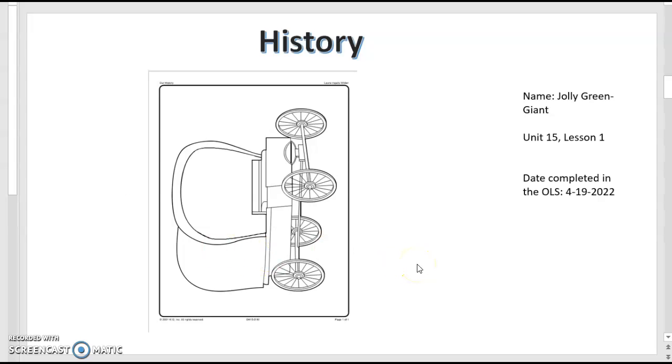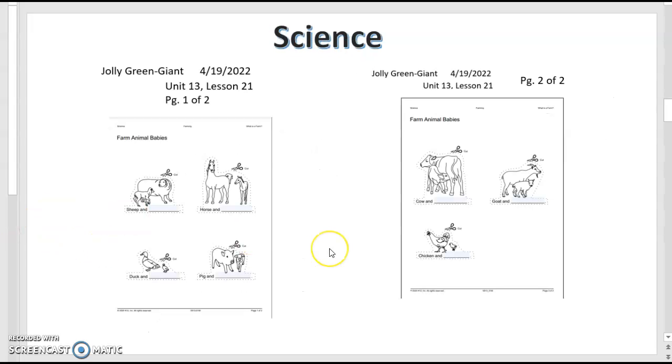For history, Unit 15, Lesson 1, again from April 19th. Just color the covered wagon. And then finally, science will be just the same thing, April 19th, but Unit 13, Lesson 21. You can glue these animal babies onto another piece of paper.